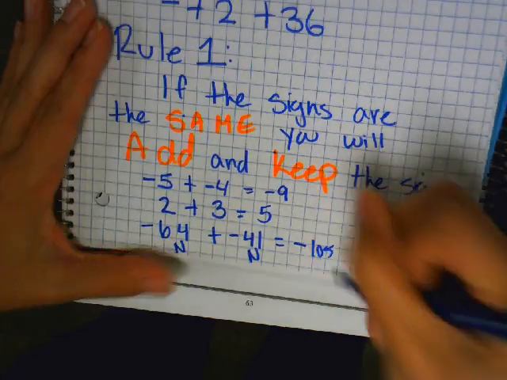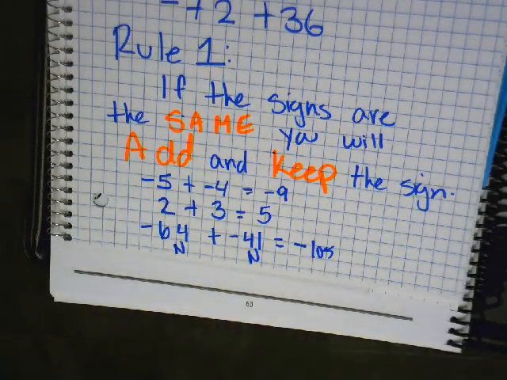Okay, so that's the first rule. The first rule is you look at the numbers. Are they the same? If they're the same, you're going to add them and then keep the sign. So if it's two negatives, add them. If it's two positives, add them and keep the sign. Got it? That's the first rule.